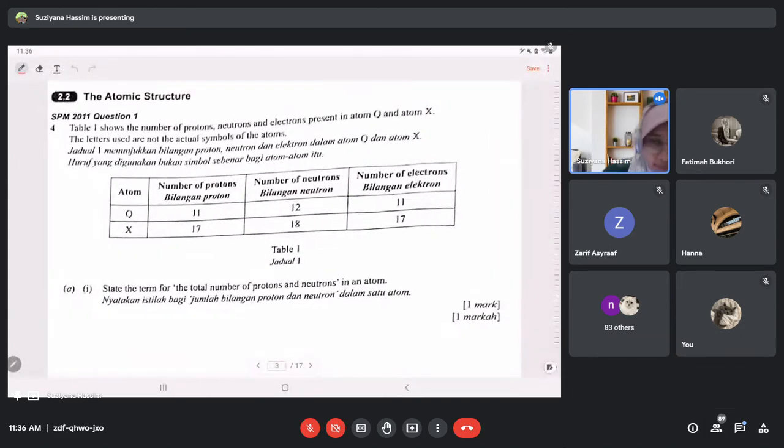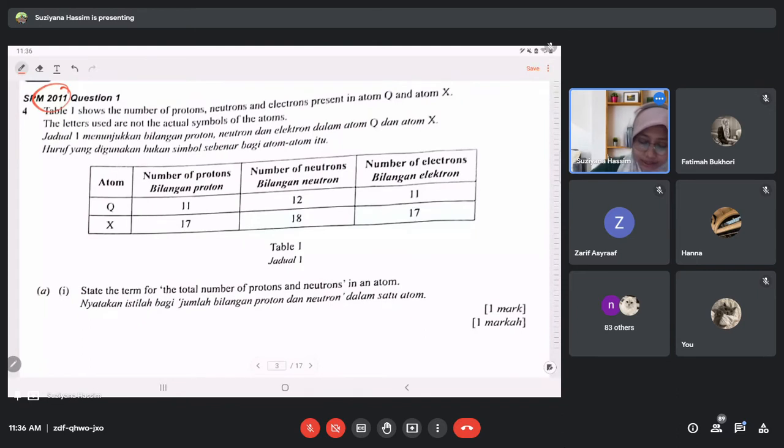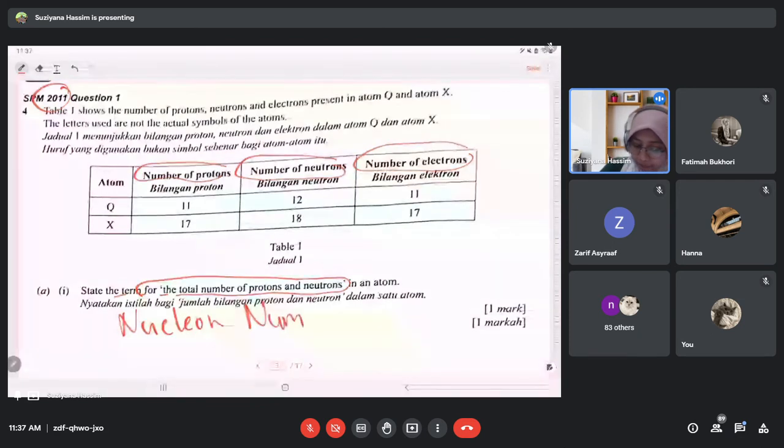Slide three. The atomic structure. SPM 2011 question. We have the number of proton, number of neutron and number of electron. State the term for the total number of proton and neutron. We know it is the nucleon number. So what is a nucleon number?